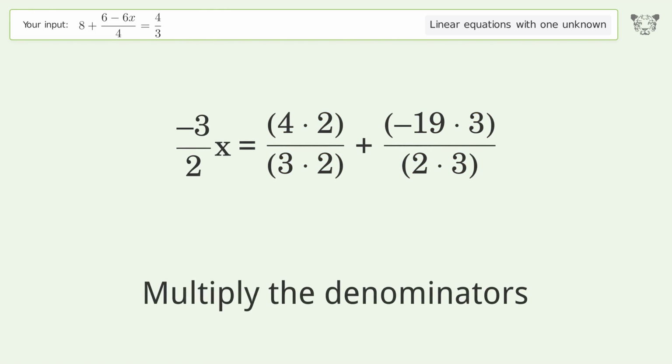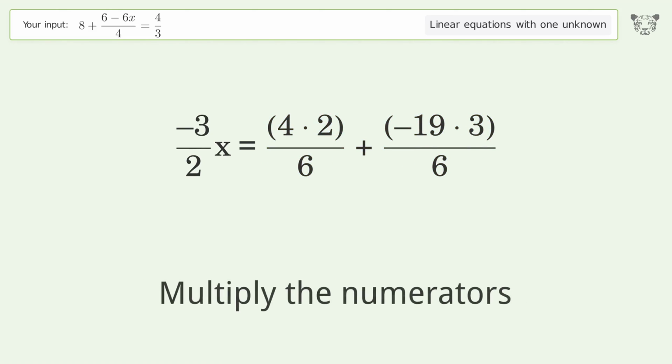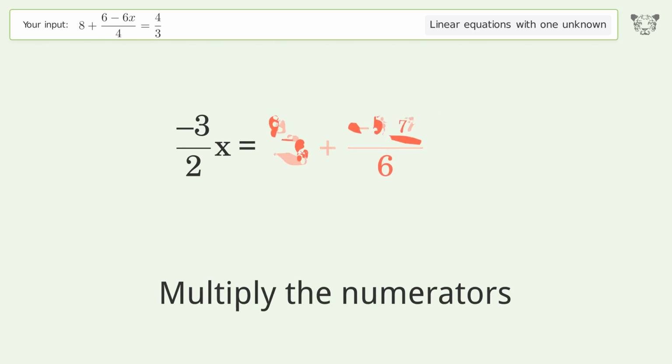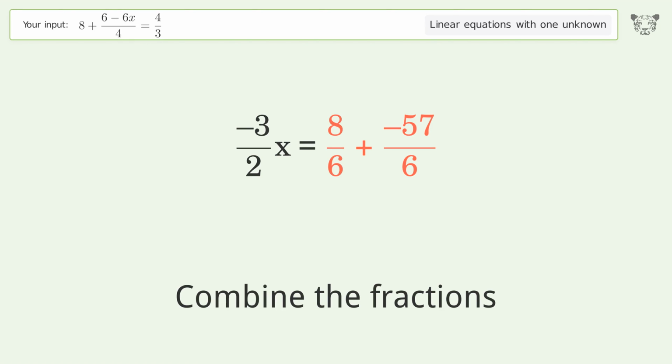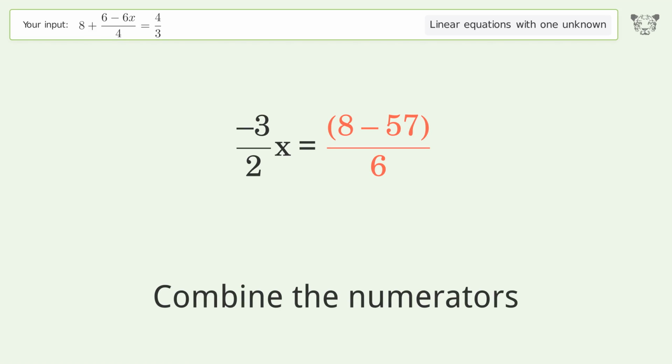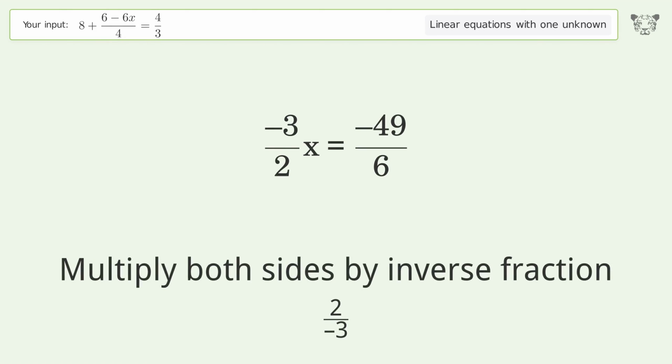Multiply the denominators. Multiply the numerators. Combine the fractions. Combine the numerators. Isolate the x. Multiply both sides by inverse fraction 2/3.